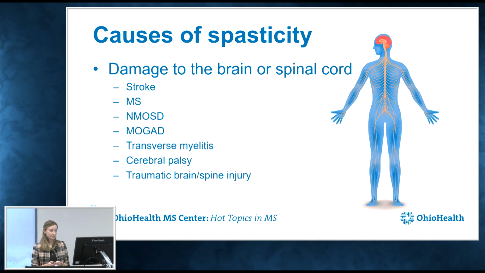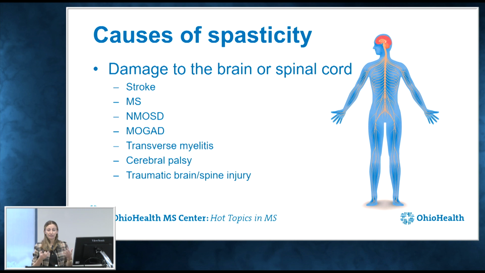So what causes spasticity? It's caused by damage to the brain or spinal cord. So some part of the central nervous system is affected. And that can be for a lot of different reasons. We're talking about MS today, but also similar conditions that are autoimmune can cause problems with spasticity. Stroke is a common one that we see in our spasticity clinic. And then traumatic injuries to brain and spinal cord can also cause spasticity.